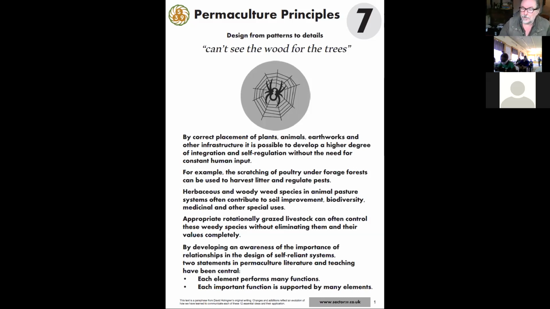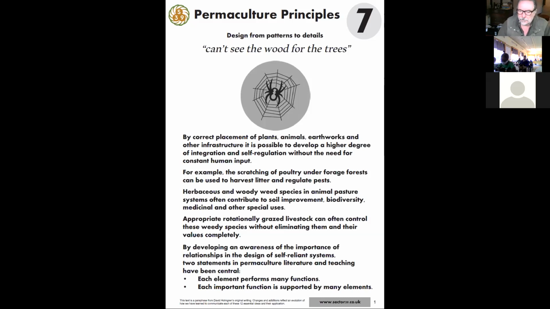By the correct placement of plants, animals, earthworks, and other infrastructure, it is possible to develop a higher degree of integration and self-regulation without the need for constant human input. If we put things in the right place, they work. If we put them in the wrong place, they don't.